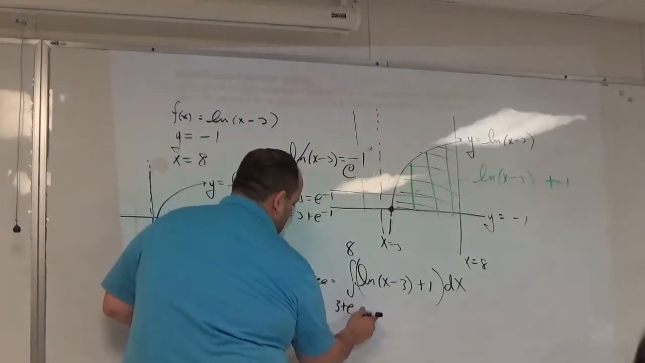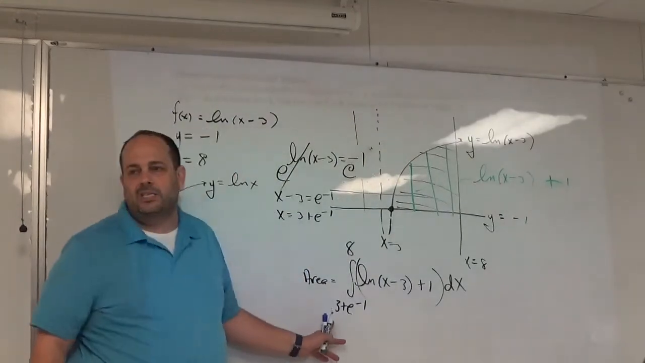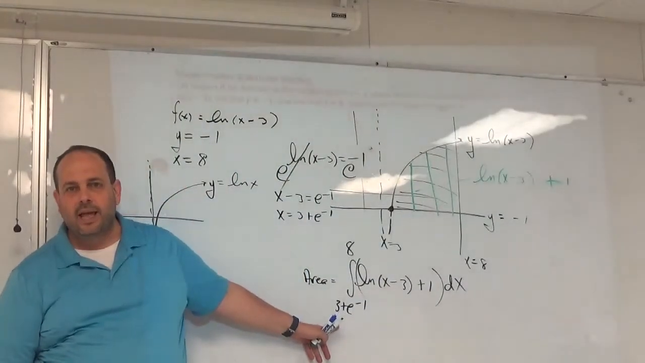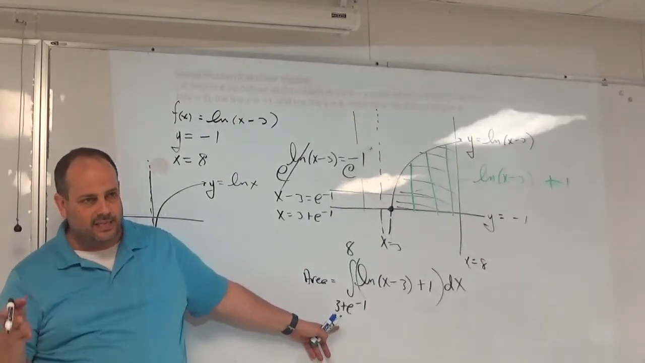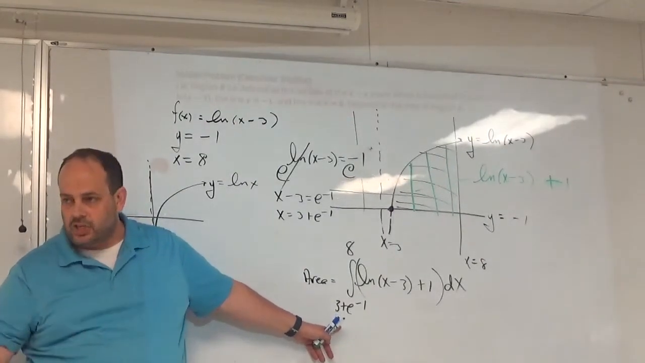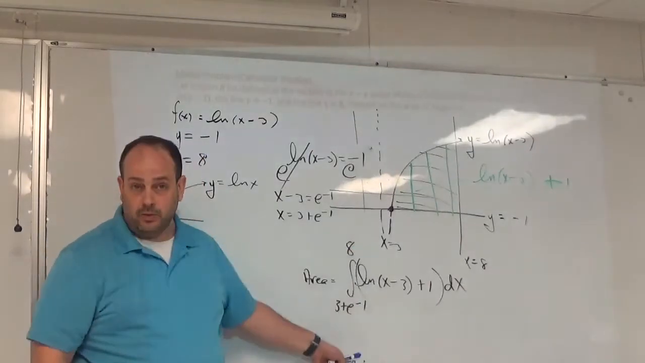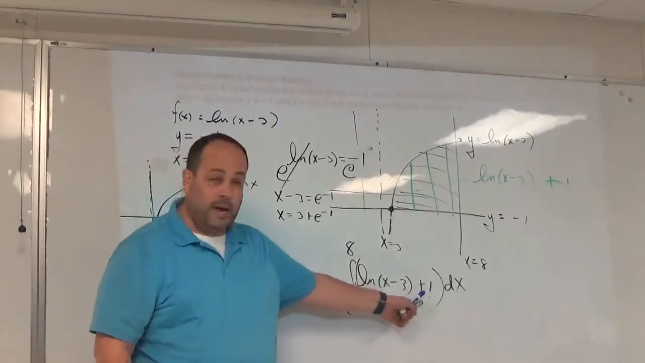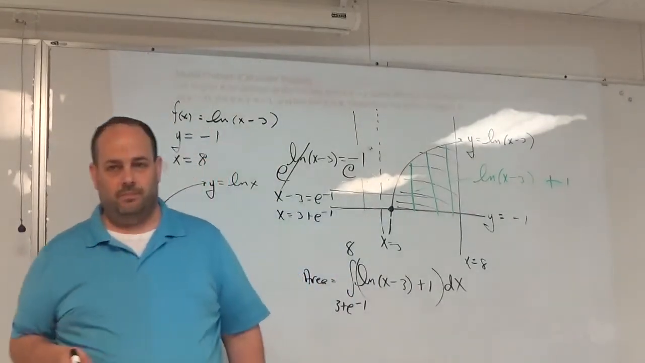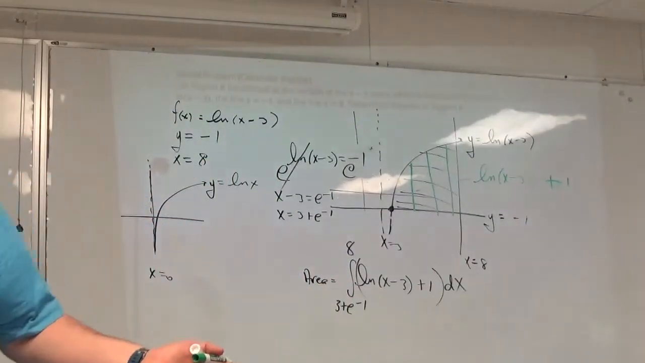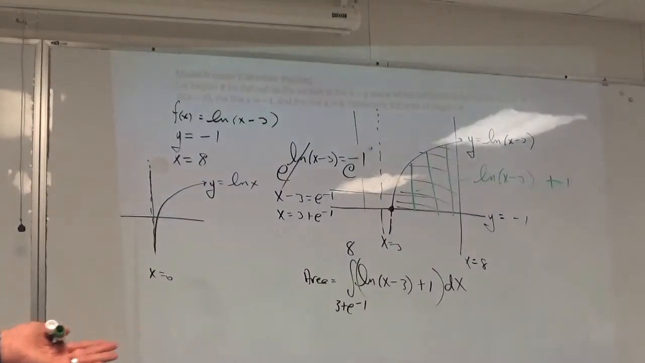So now here's the thing. What is 3 plus e to the -1? I don't expect any one of you to know what this is as a number. You don't need to know what it is. Do we have our bounds? Yeah. Do we have our function? We could leave it like that. Yes, but now here's the problem. No calculator. So what do you do?